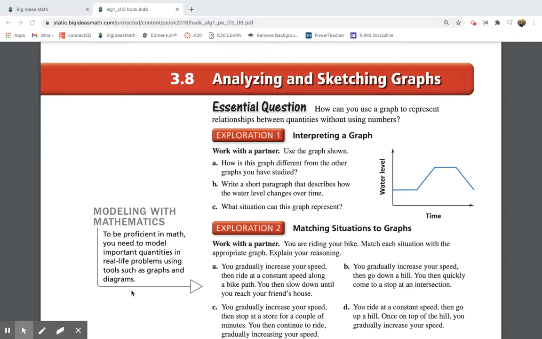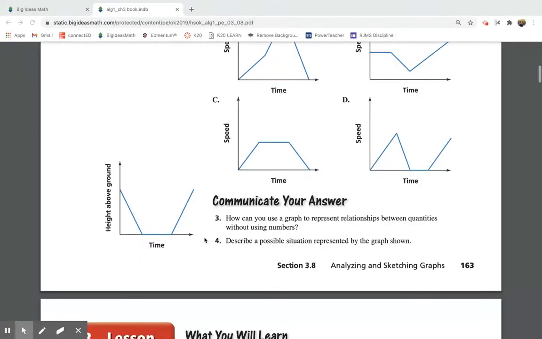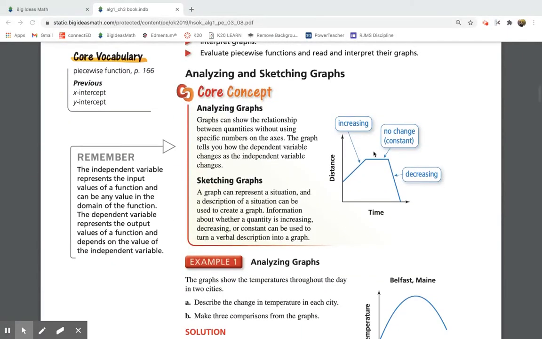Okay, this is lesson 3-8. It's the last lesson of this chapter. It's called Analyzing and Sketching Graphs. 3-8, Analyzing and Sketching Graphs. Okay, so the first thing we're going to look at is this picture right here.